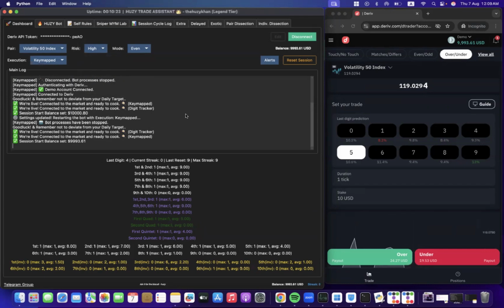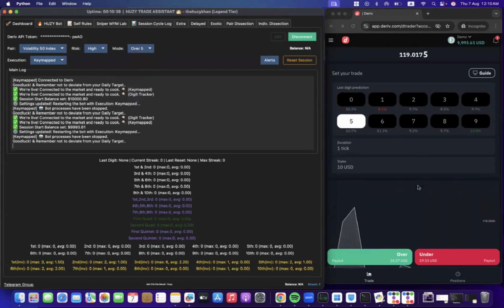The whole time taken for you to put down the stake size, the whole time taken for you to move your mouse around and click the button, gone. It's going to solve that, right? So the mode I've selected is even. I'm just going to put it at over 5.